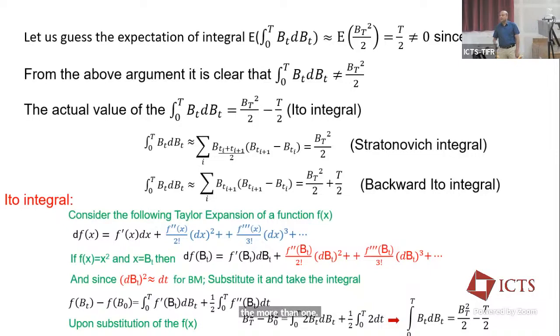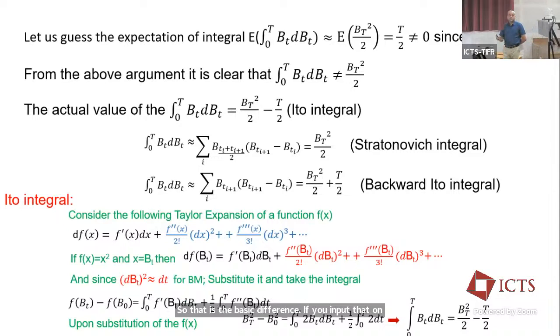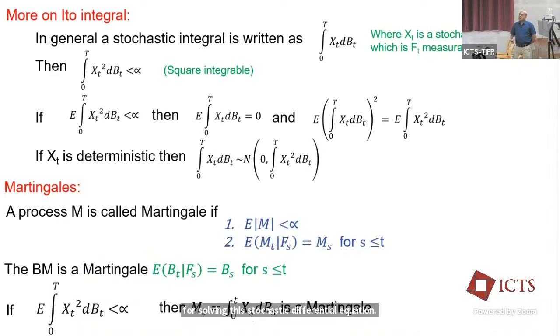But in the Riemann integral, you can discard the x squared term, so you really don't care about the higher order terms. That is the basic difference. If you include that one, automatically you will get this result. So always keep that in mind. Even for solving this stochastic differential equation, you need that information. So, more on the integral, I'm not going into the details.